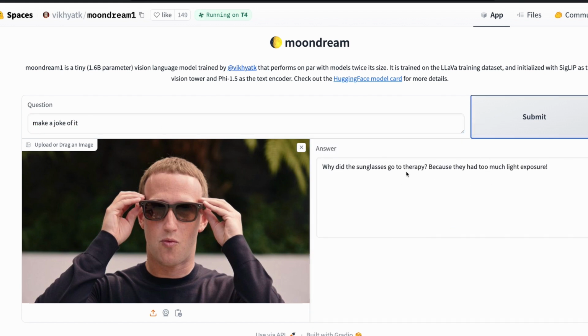Why did the sunglasses go to therapy? Because they had too much light exposure. I'm not sure if it is a joke, but this is a very impressive tiny model. The model name is MoonDream V1. It is a tiny 1.6 billion parameter model. The model is a combination of multiple things, which we will break down in this video.